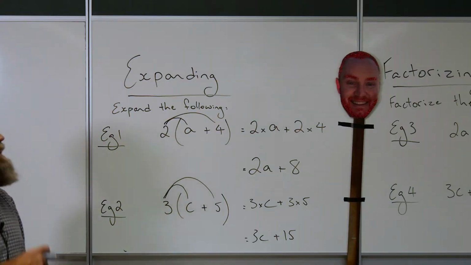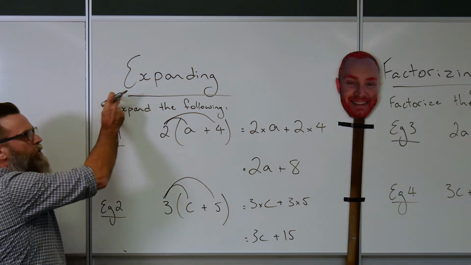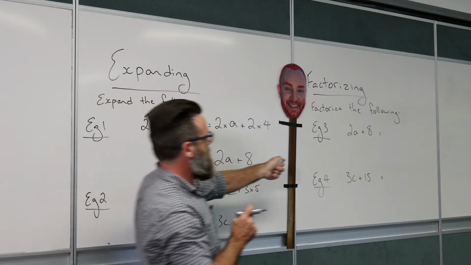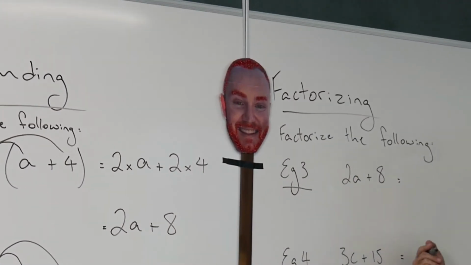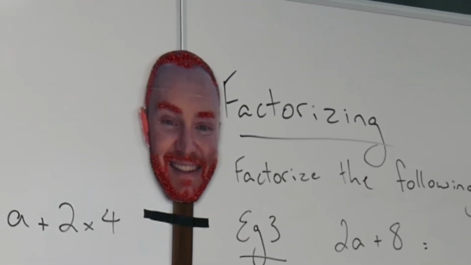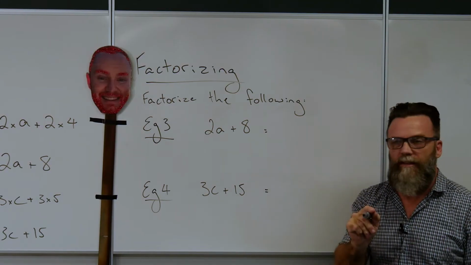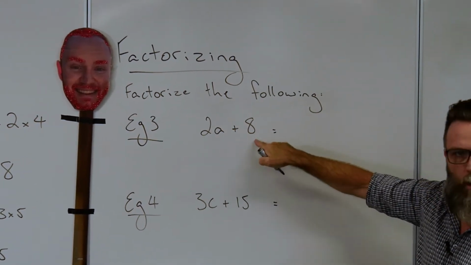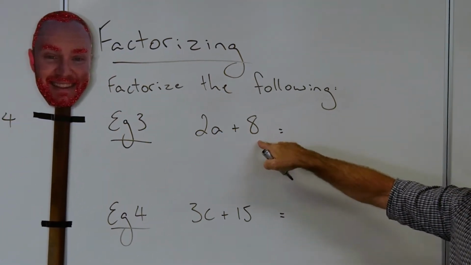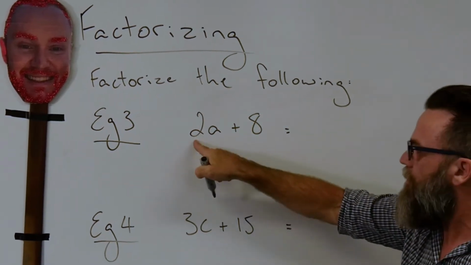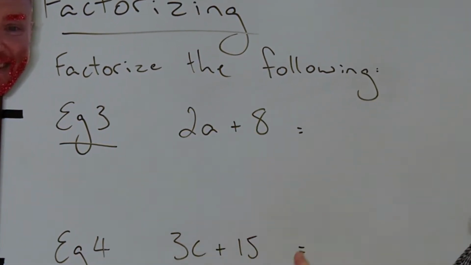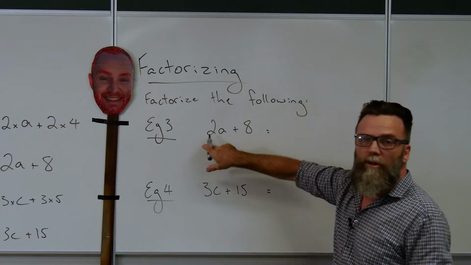Unbelievable stuff. There is the reverse. The reverse of expanding happens to be called factorising. Factorising works like this. I'm looking for a number that goes into 2 that also goes into 8. Now, what's the highest number that goes into 2 that also goes into 8? 1 goes into both, but number 2 goes into both of them. So I'm going to pull a 2 out the front.